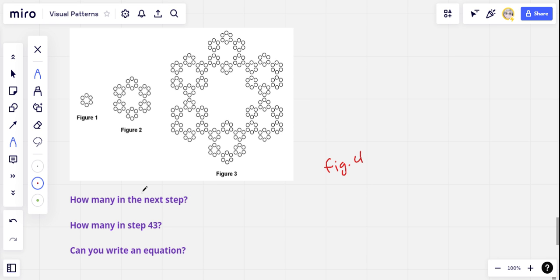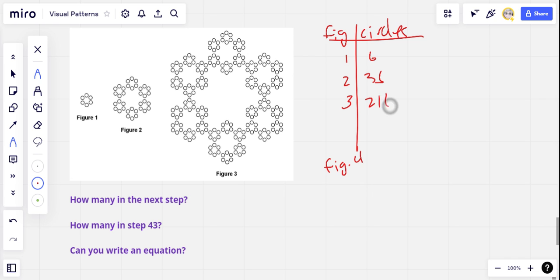All right. The first thing I notice about this is that it's getting big really, really fast. We've got 6 little circles here, and then there are 6 of the 6 circles. So we started with 6, and now we have 6 times 6, so that's 36. I think I'm going to make a chart right now with the figure number and the number of circles. So figure 1 has 6, figure 2 has 36, and then in figure 3 we've got 6 circles of the circles of 6, so it'd be 36 times 6, which is 216.